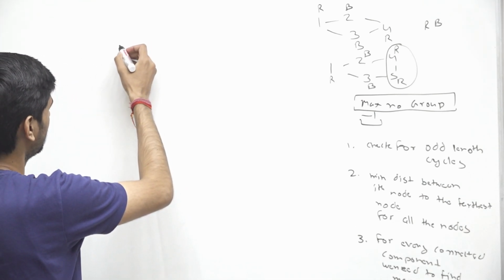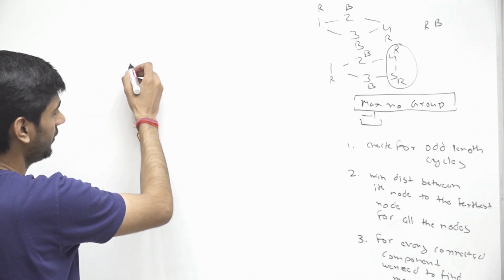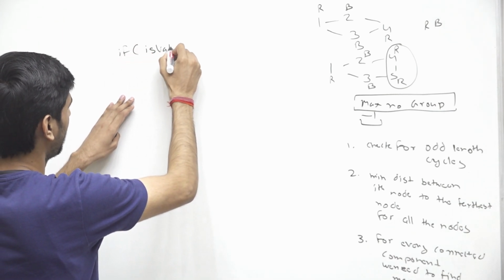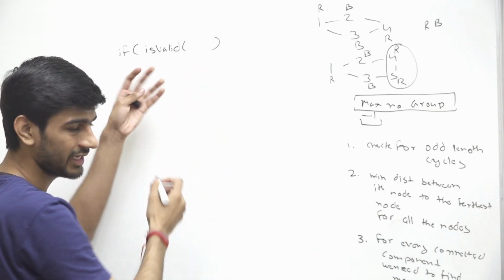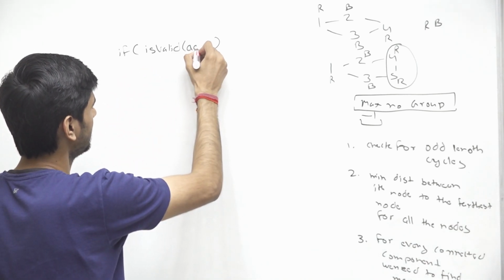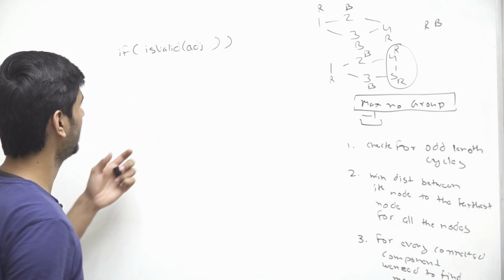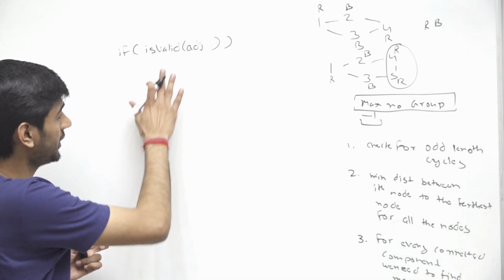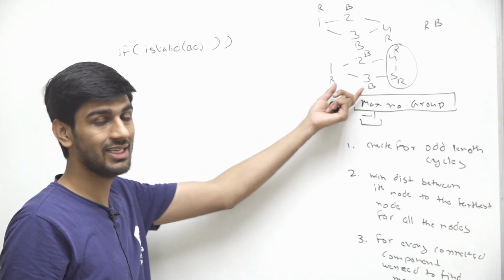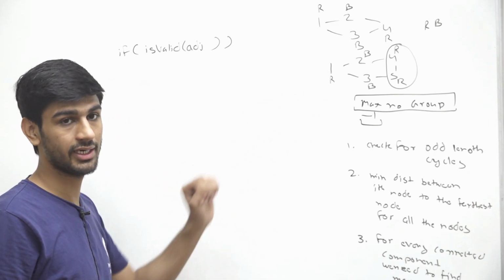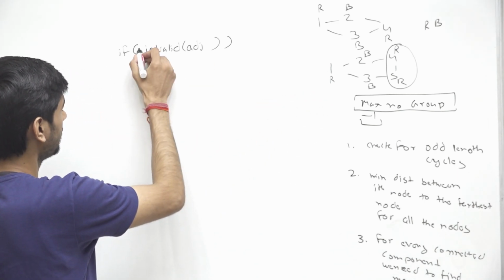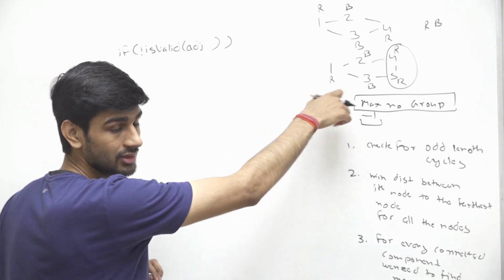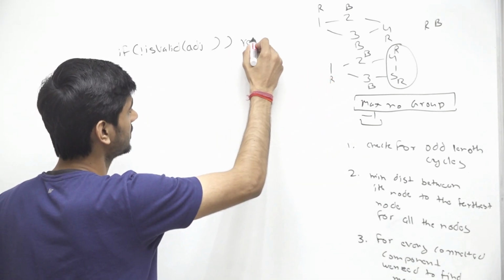So let's say the first thing we will do is have an if check, is valid. We'll first create the adjacency list, and then pass that adjacency list in this function. Let us assume that this function returns true or false. It will return true if we do not have any cycles with odd length, otherwise it will return false. So if this condition is false, that means we have cycles with odd length. In that case, we need to return -1.